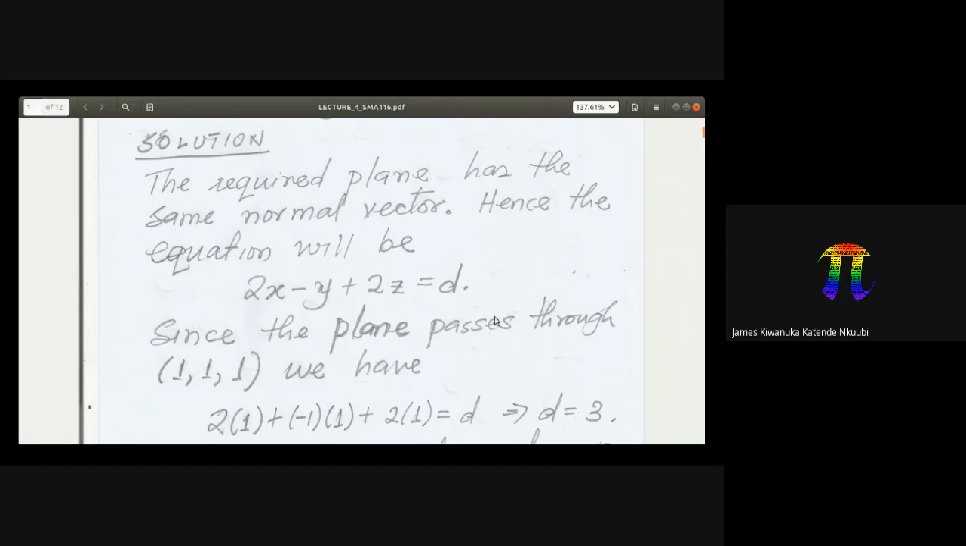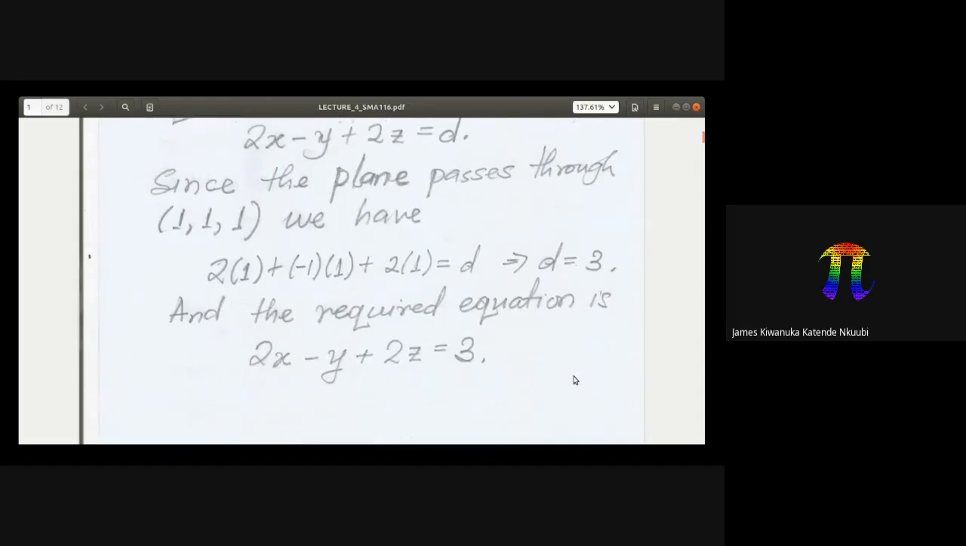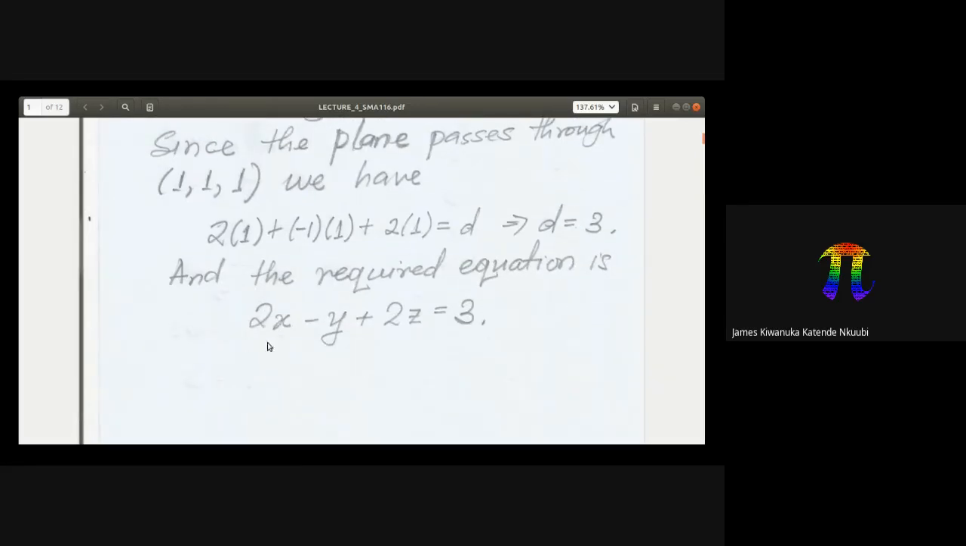We are also told that the plane passes through 1, 1, 1. So this point must satisfy this equation. If you plug it back, we find that D is equal to 3. We just plug it back into this equation because it must satisfy that equation. And now we can write down the required equation. And this is the required equation: 2x minus y plus 2z is equal to 3.